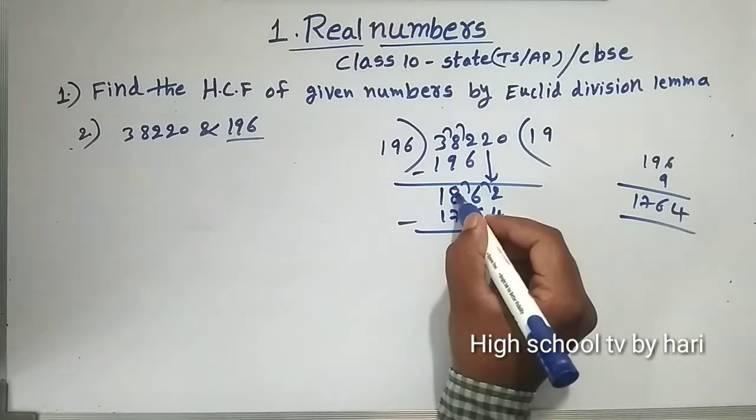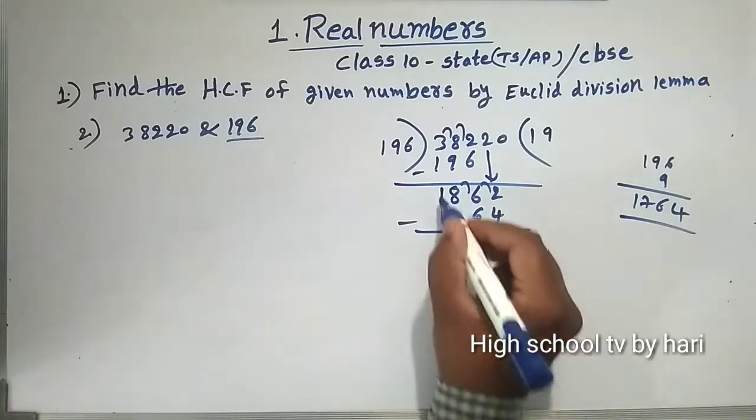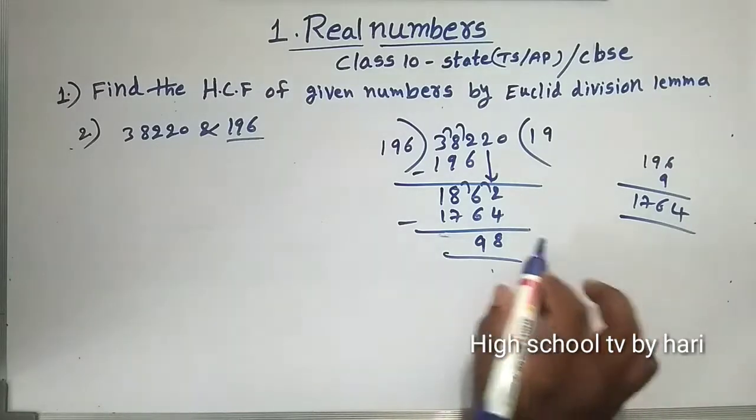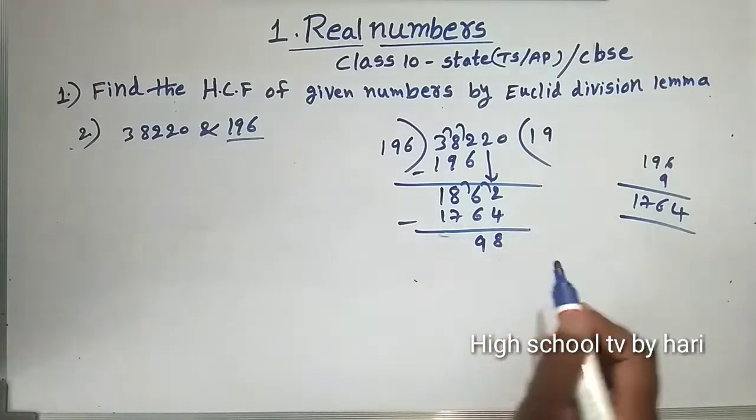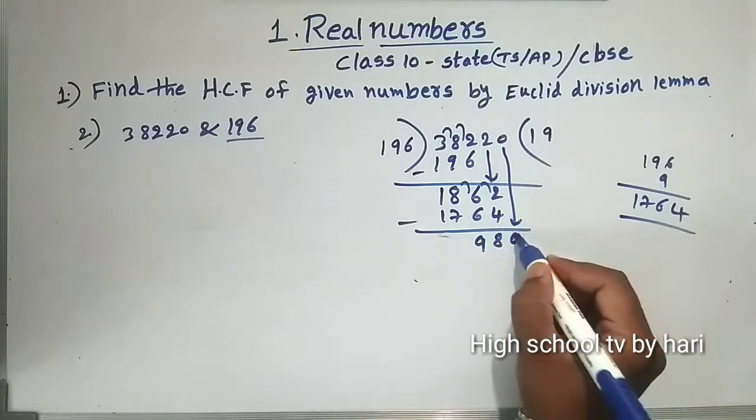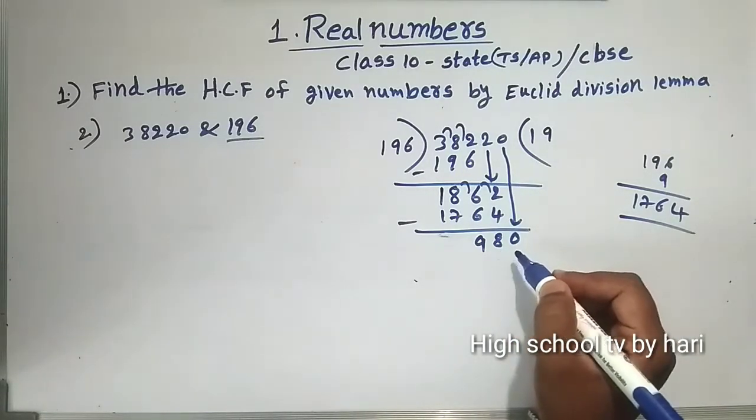Already 1 taken borrow, no. Here remaining 7. 7 minus 7, 0. 1 minus 1 also 0. 0 0 means it is a 98 is the answer. But division here not completed totally. One more digit there. Bring down this next digit 0. Now it becomes 980.